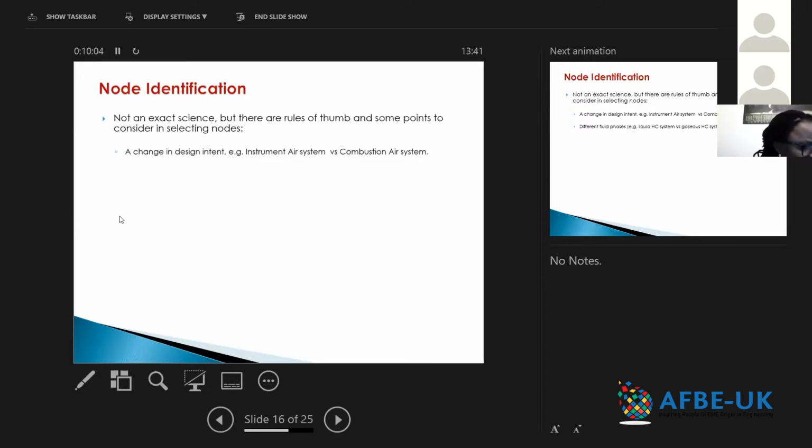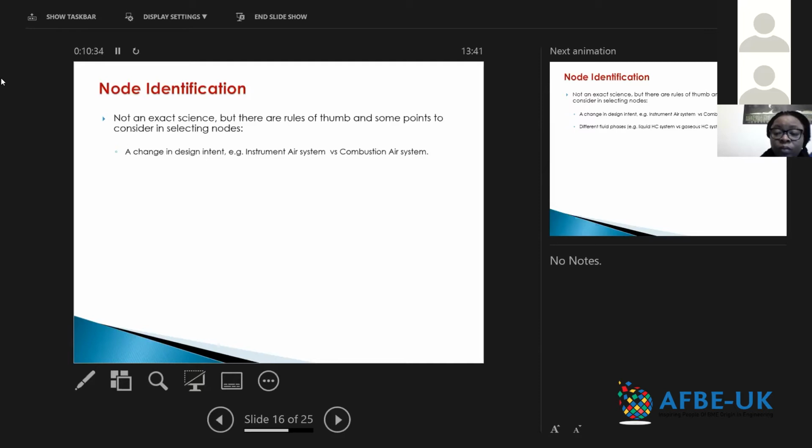So a change in design intent, for example, you're looking at a system that has an instrument air system and then a combustion air system. So typically, you're either looking at the combustion air system or your instrument air system. Those have different design intents.